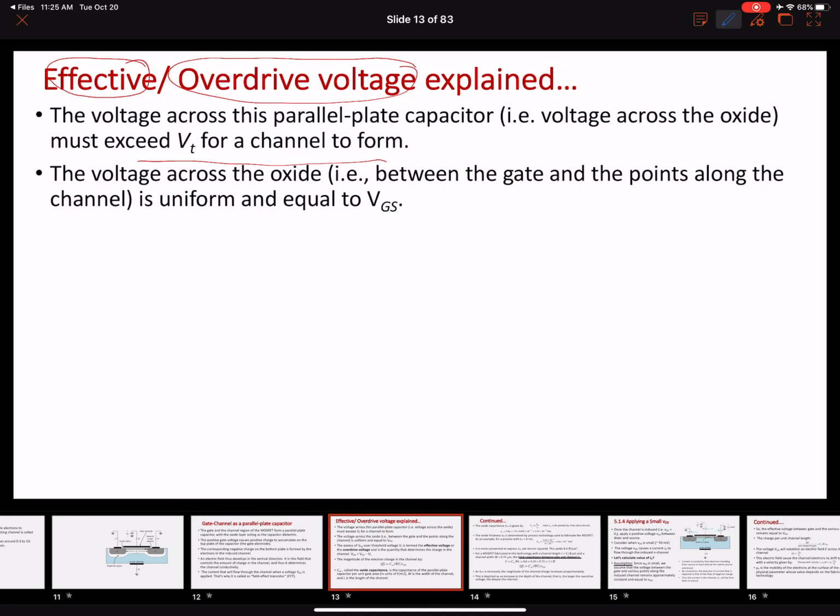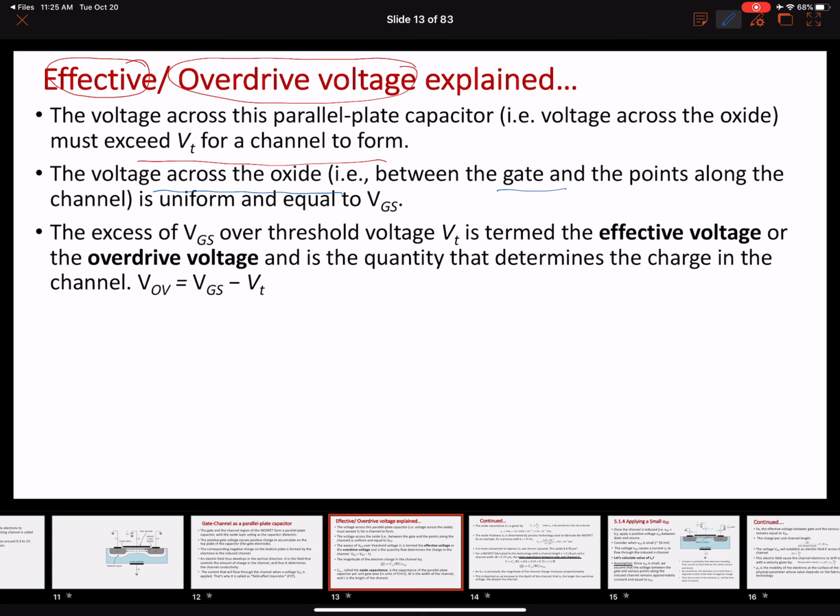The voltage across the oxide, what we just talked about, is the voltage between the gate and the channel, which is uniform across all the points along the channel and is equal to the gate to source voltage. We also define this effective voltage, or overdrive voltage, which is the extra voltage beyond the threshold voltage that will help increase the conductivity of the channel, or more charge accumulation as well. The overdrive voltage is defined as VGS minus VT.